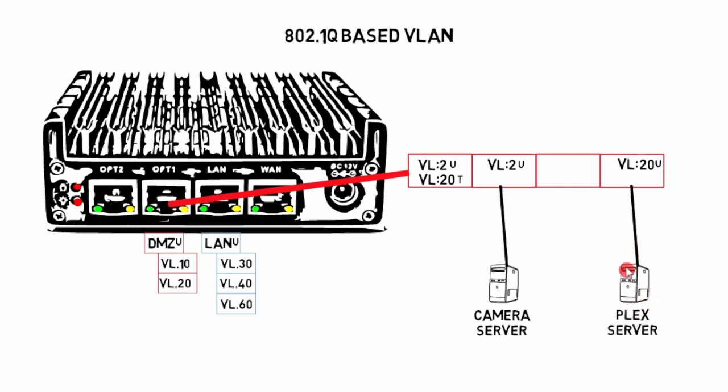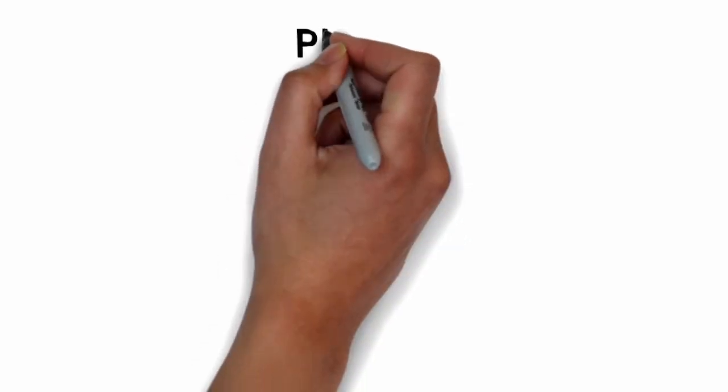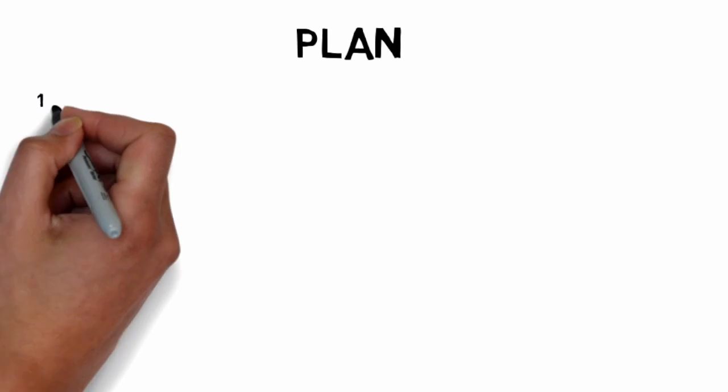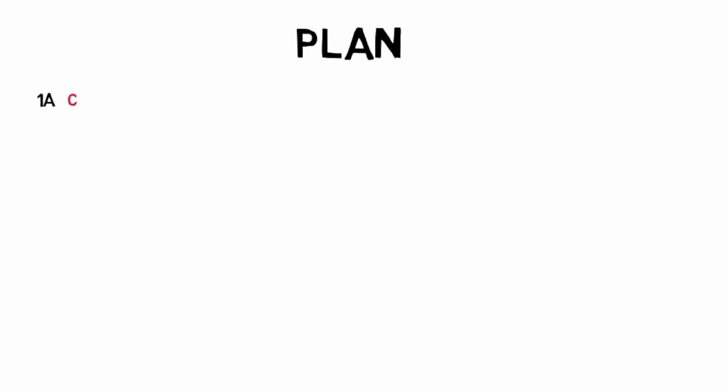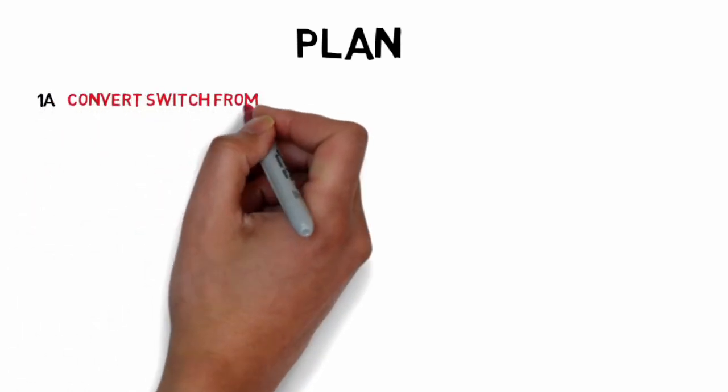So the Plex server has now switched VLANs and it's completely unaware of it. And that's the basis of what I'm doing and how I'm going to be able to move each of the different segments across one by one without having a big outage. So now you know how I'm going to achieve it. This is the actual plan of what I'm going to do to convert the network.